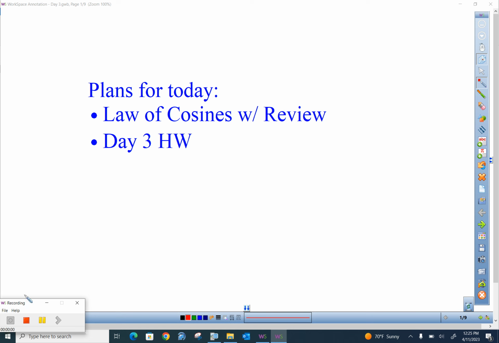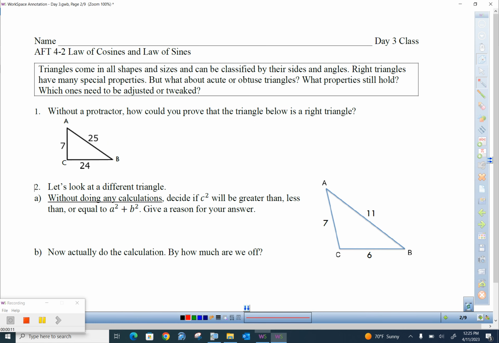Alright folks, we're working with non-right triangles again today. We're going to do the law of cosines, and then we'll review a little bit of law of sines, with other triangles mixed together at the end here. So to start out, what I'd like you to do is try problems 1 through 5. You should be able to answer those with a little bit of knowledge from geometry. Okay, so pause the video and try 1 through 5.